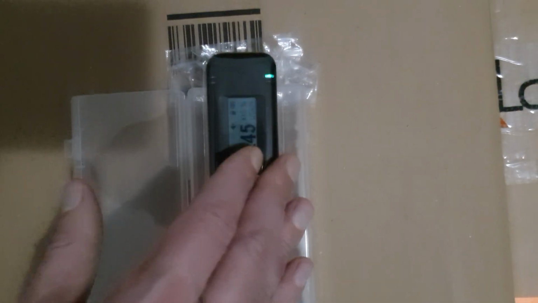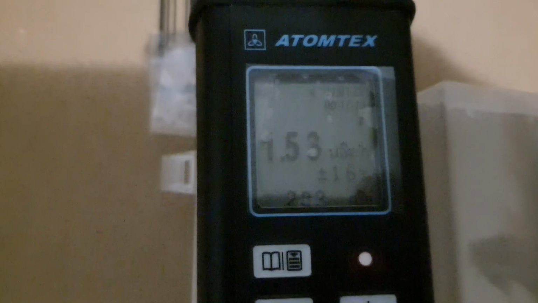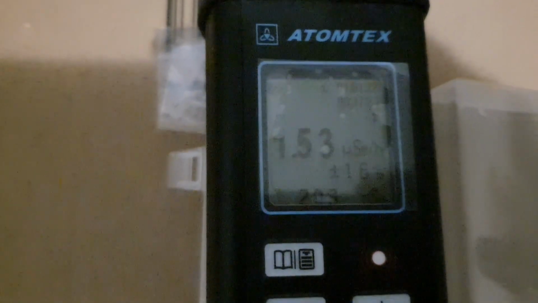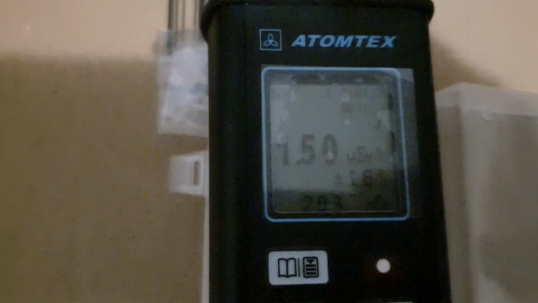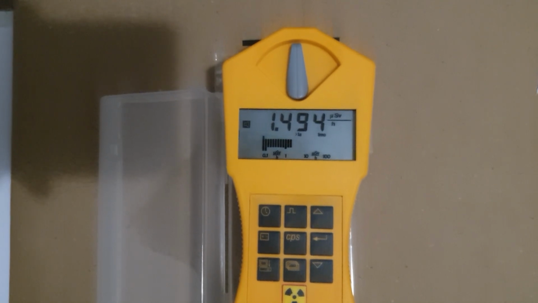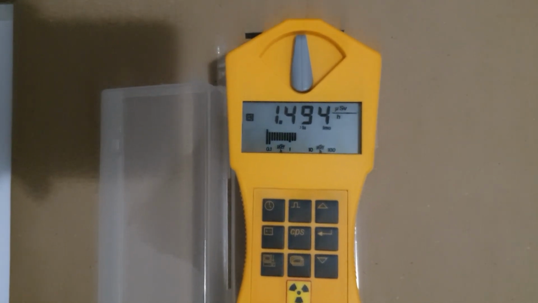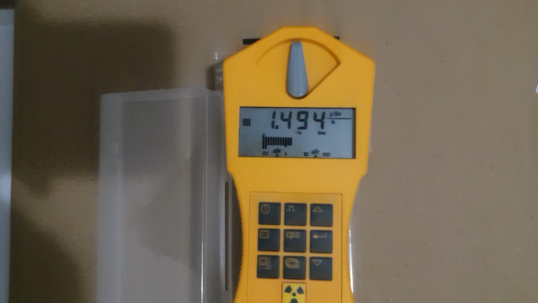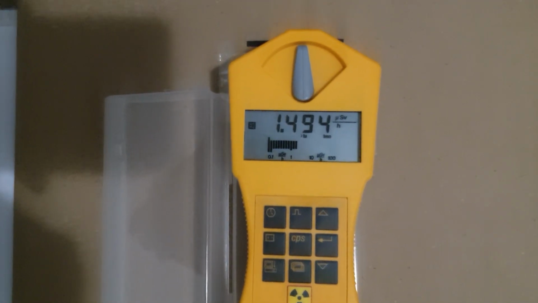A dose rate between 1.45 and 1.52 microsievert per hour was measured at the same distance. A dose rate between 1.48 and 1.53 microsievert per hour was measured at the same distance. A dose rate of 1.49 microsievert per hour was established by adjusting the source distance to match the other readings.